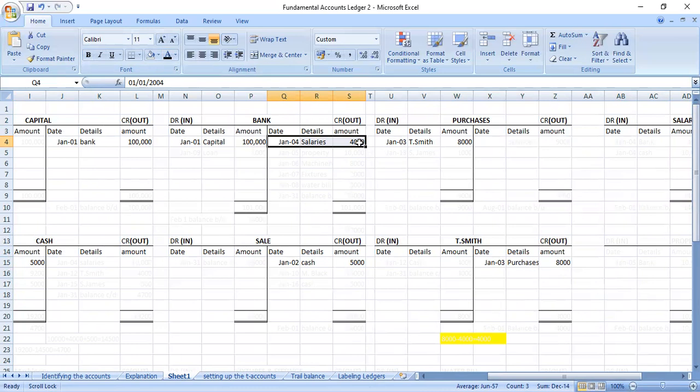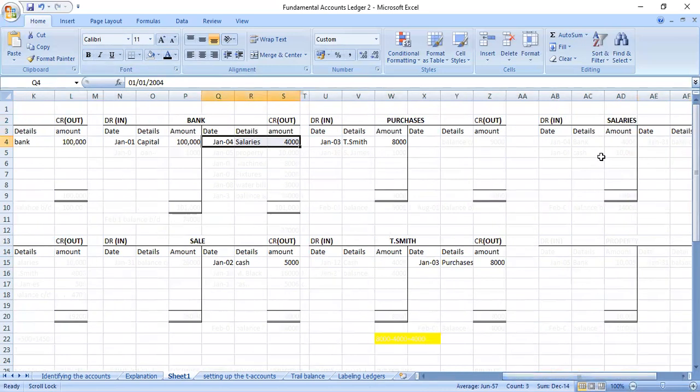What was it for? Well, it was for salaries. So in our salaries account, we're going to have the same information, except that the details will be different. We're going to say, January 4, $4,000 was paid into the salaries account. It's coming from out of the bank account. So we are just keeping track of where the money is coming from and where it is going.